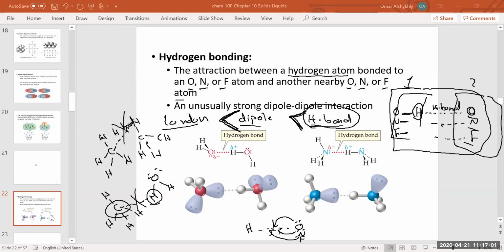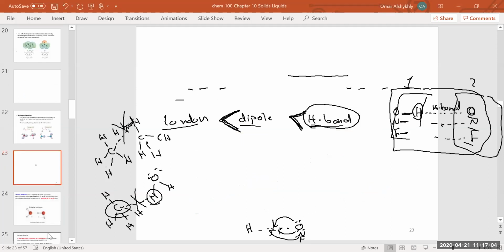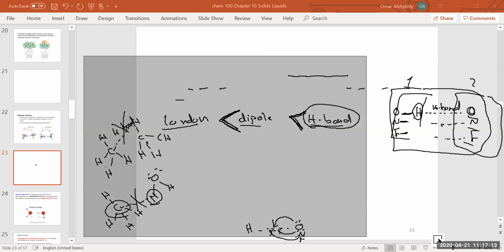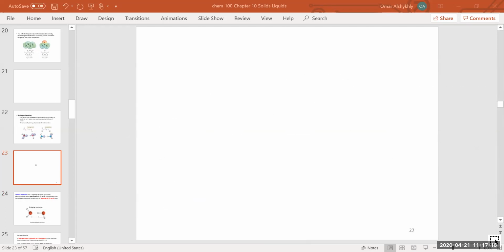Now let's start to practice with some examples. Here, we will figure out which one has the higher boiling point and which one has the lower boiling point. Let's say we have these molecules: CO, carbon monoxide, CO2, and ammonia, NH3.